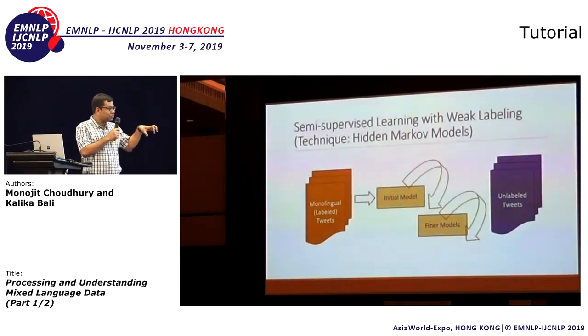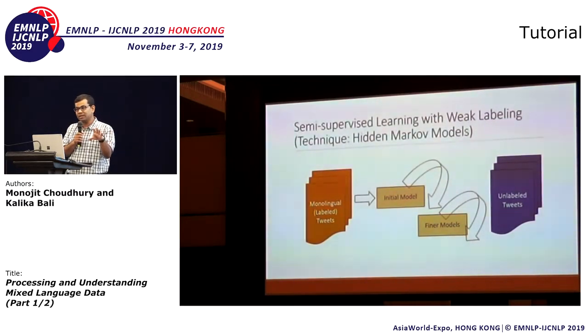So one approach we tried is to use monolingual labeled tweets. Monolingual tweets are easy to get, meaning the tweets are in one language, though you need to make sure that the tweets you are collecting are monolingual. You can use many heuristics to get monolingual tweets, and once you have them, you can build your initial model for the monolingual case.